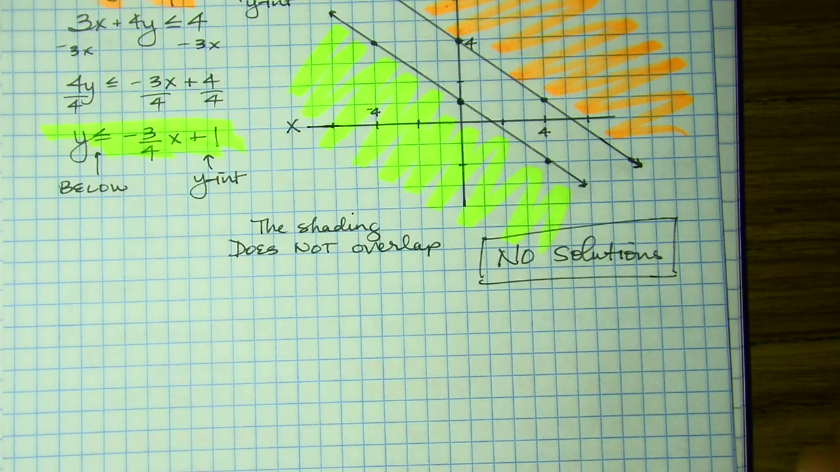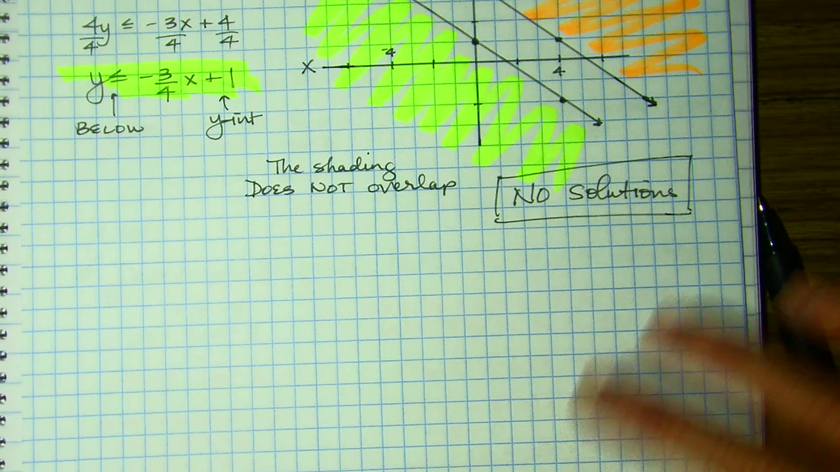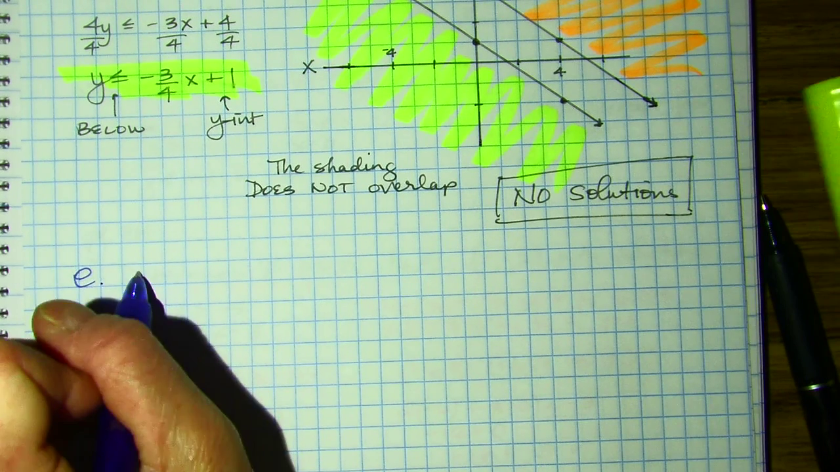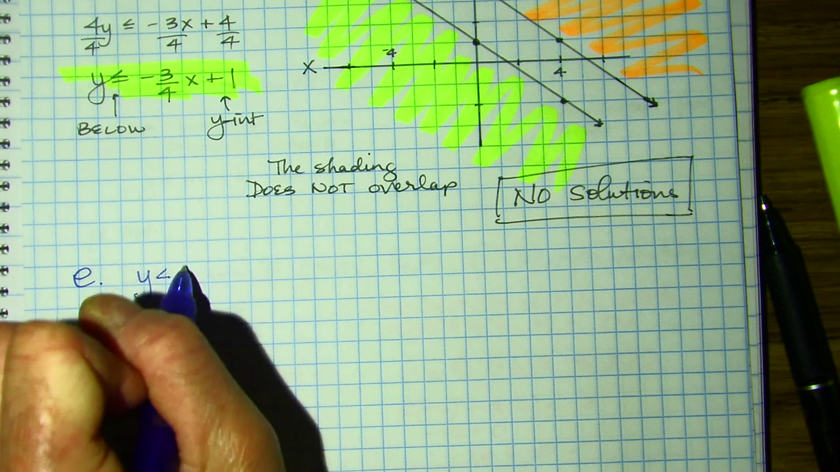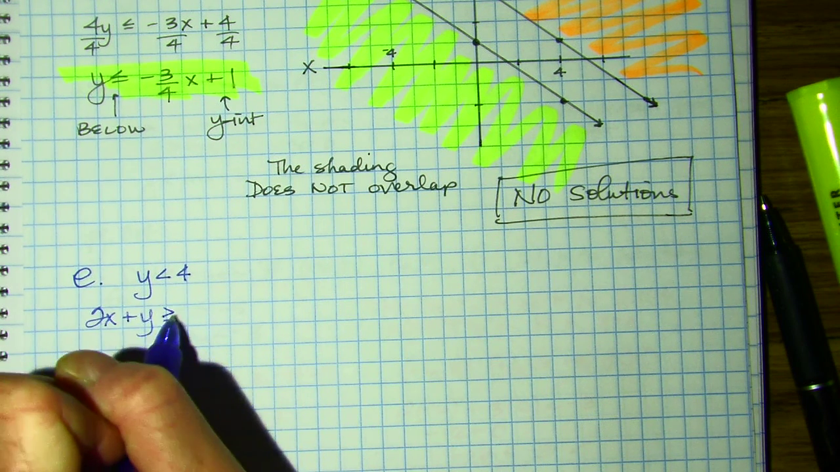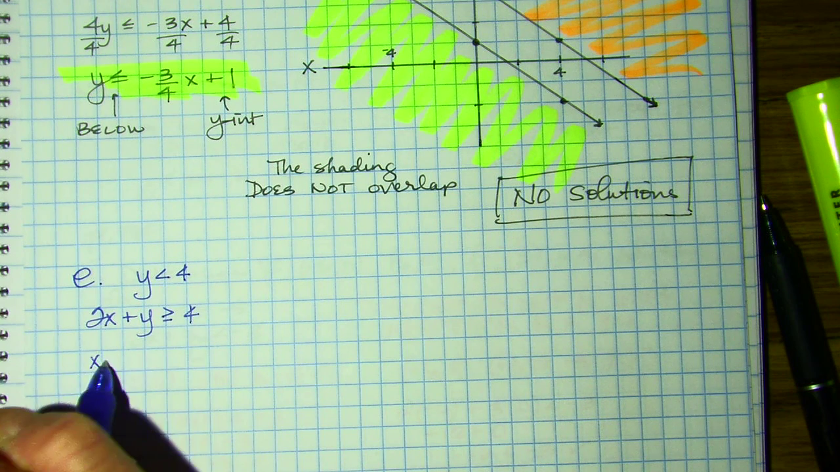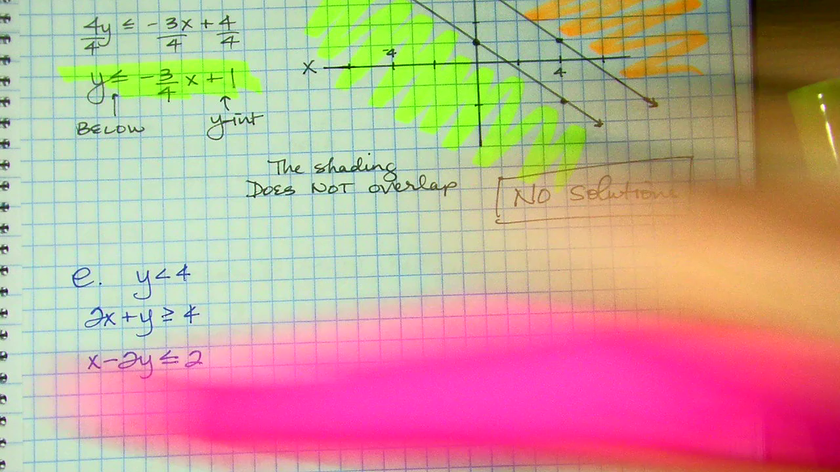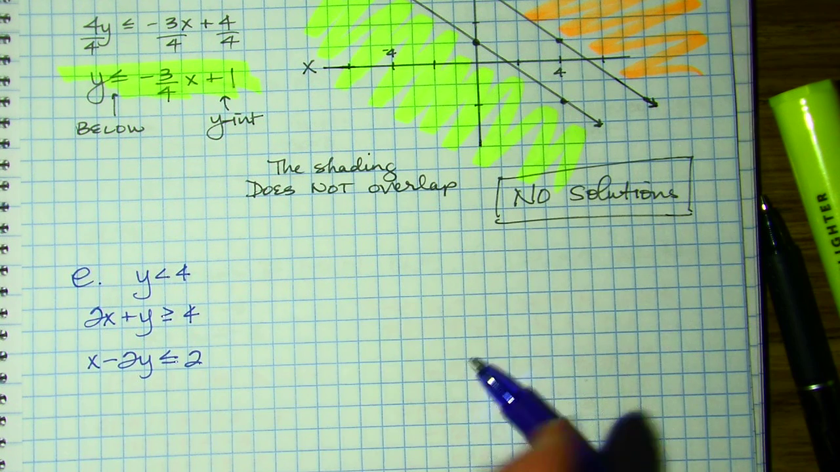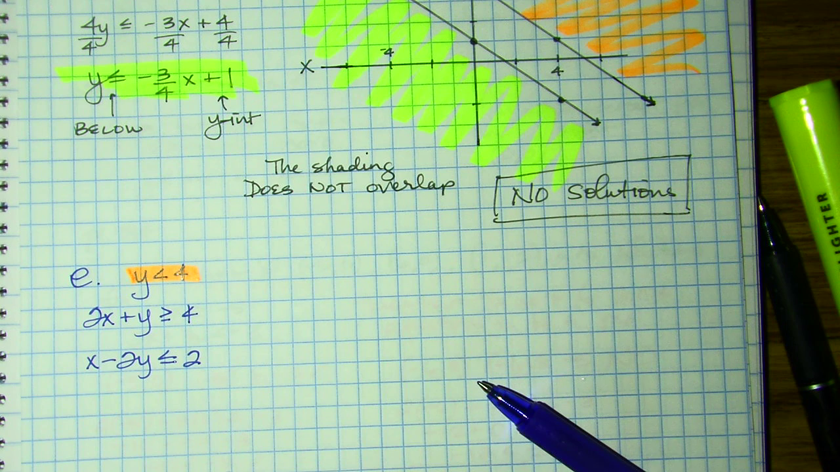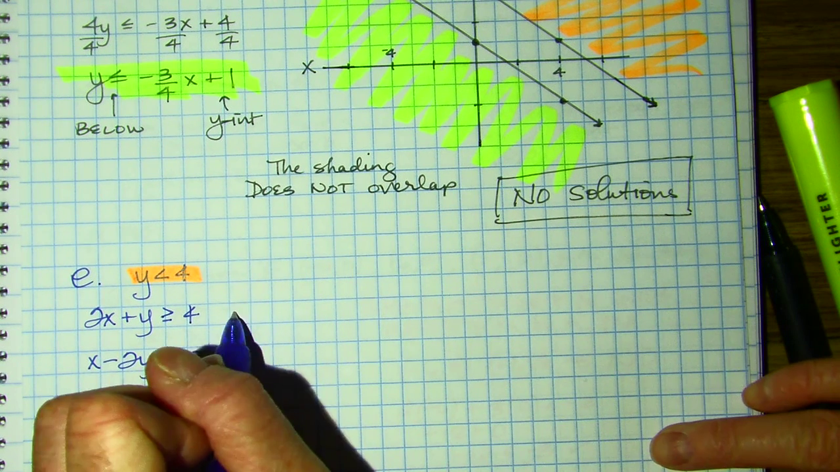Okay, moving on. This next one is a little difficult because they're going to give us 3 equations. So we're going to graph y is less than 4, 2x plus y is greater than or equal to 4, and x minus 2y is less than or equal to 2. So I'm going to use 3 colors here. So the top is already in the form I want it. It's not really slope-intercept form because I only have one variable. The second one will be really simple.